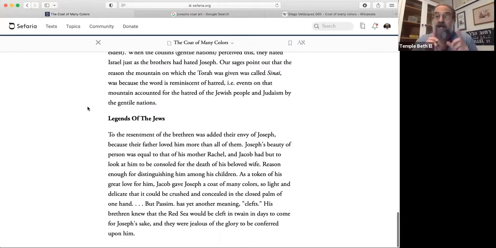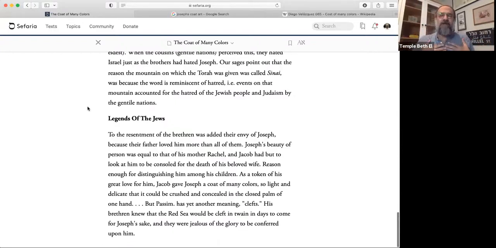But pasim has yet another meaning. It means the split, the cleft. His brothers knew that the Red Sea would be split in the days to come for Joseph's sake, and they were jealous of the glory to be conferred upon him. Joseph's coat becomes the splitting of the Red Sea and our walking through it.